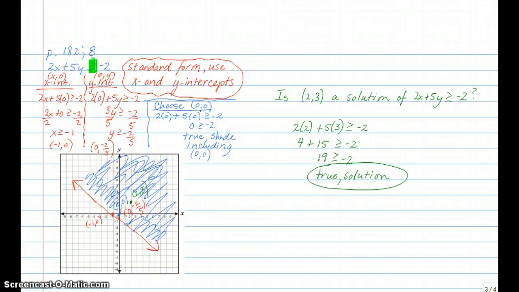You would try 0, 0, so you plug in 0, 0. 0, 0 is not on the line, so you can use 0, 0. And you go ahead and plug in 0, 0, 2 times x being 0, plus 5 times 0 is greater than or equal to -2. 0 is greater than or equal to -2, true, so you're going to shade to include 0, 0.